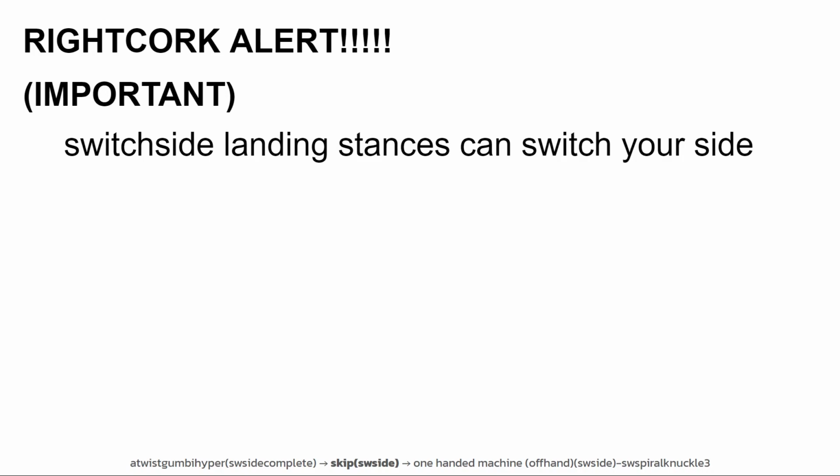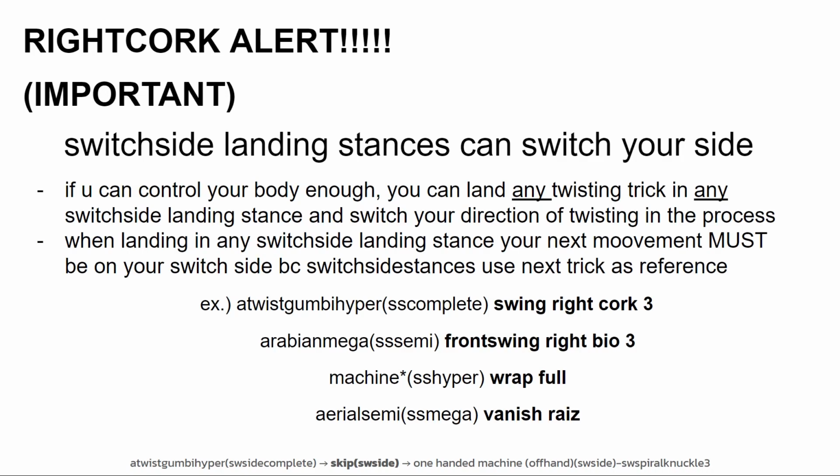Switch side landing stances can switch your side. This sounds really obvious, but it's honestly quite important, because if you can control your body enough, you can land any twisting trick in any switch side landing stance and switch your direction of twisting in the process. And when landing in any switch side landing stance, your next movement must be on your switch side, because switch side stances use the next trick as a reference point.